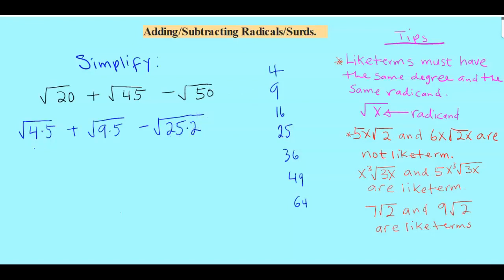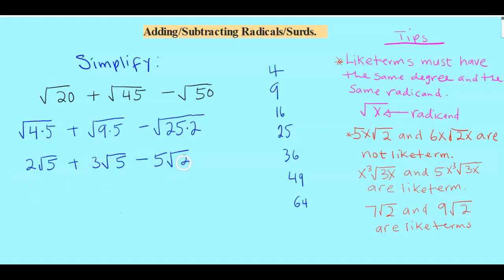Now, the square root of 4 is 2, so it comes out as a coefficient, leaving the 5 behind, plus the square root of 9 is 3, which comes out, leaving the 5 behind. The square root of 25 is 5, which comes out, leaving the 2 behind. Here you realize that these have the same radical and the same degree, they are constants, so they can be combined.